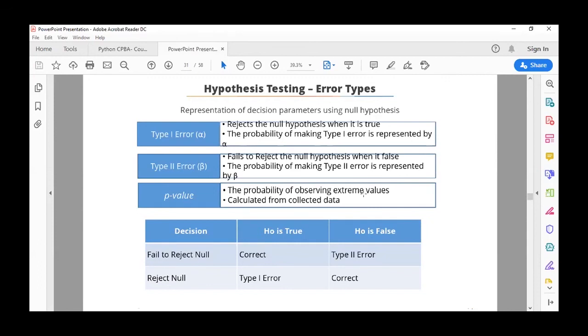The way I remember it is: if p is low, the null must go. That means if p is less than 0.05, the null must go. Null must go means the alternate must be accepted. When your null goes, what remains? The alternate remains. And when the alternate goes, what remains is the null.